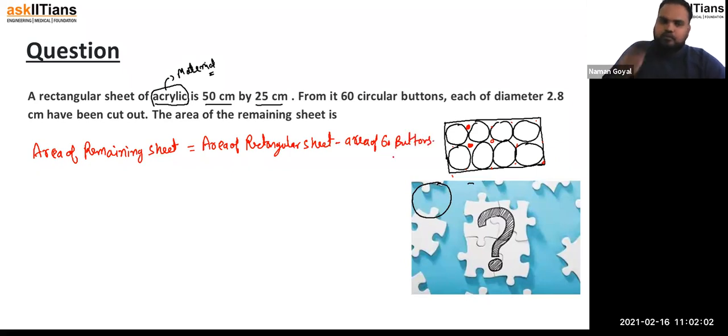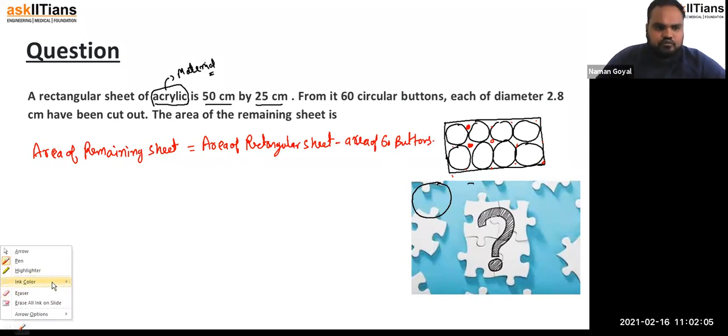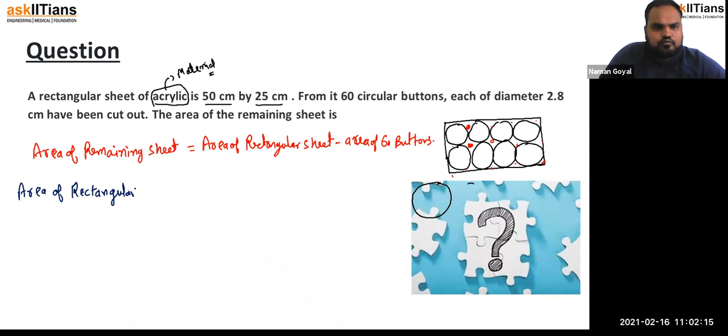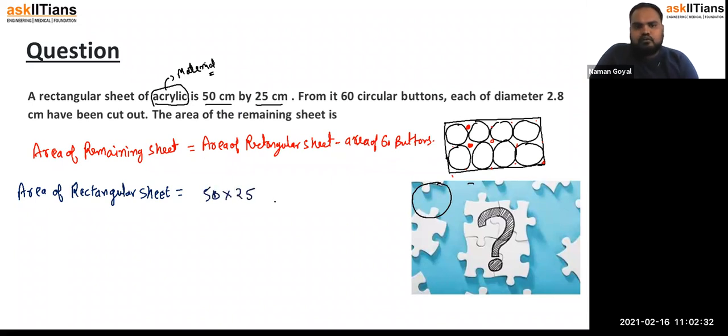Okay, now first of all we are going to find the area of that rectangular sheet. So the area of rectangular sheet will be what? Length into breadth. L into B is the answer, isn't it? So it will be 50 into 25. What is 50 into 25? 25 into 5 is 125, so it will be 1250 centimeter square.